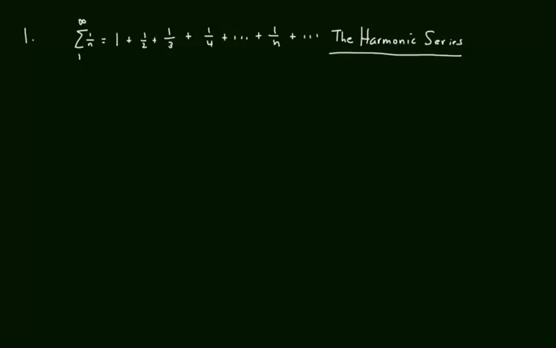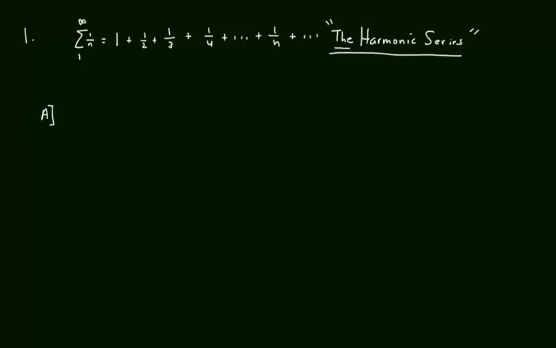Example number 1. This is a very important example. This particular series has a name. That's how important it is. It's called the harmonic series. And we're going to investigate with several methods whether or not this harmonic series converges or diverges.